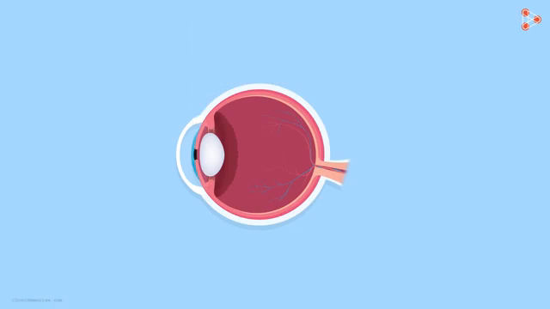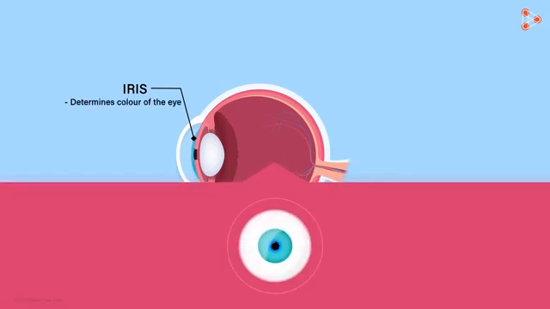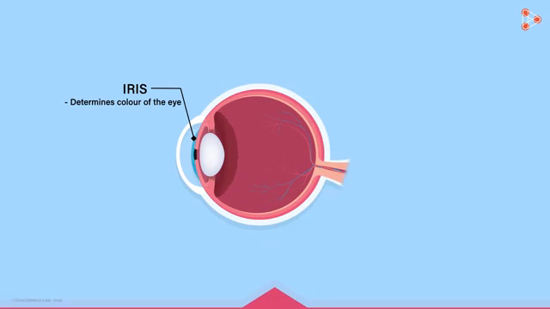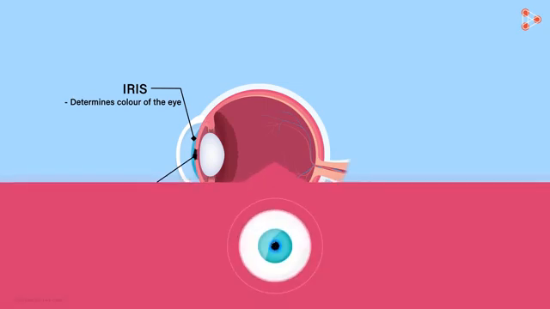Behind the cornea, there's a dark muscular structure called the iris. Iris determines the color of the eye. For instance, when we say that a person has blue eyes, it means that the color of the iris of the person's eye is blue. Now, there is a small opening at the center of the iris for the light to enter. Do you know what it's called? It's called the pupil. The iris actually acts like a shutter of a camera.